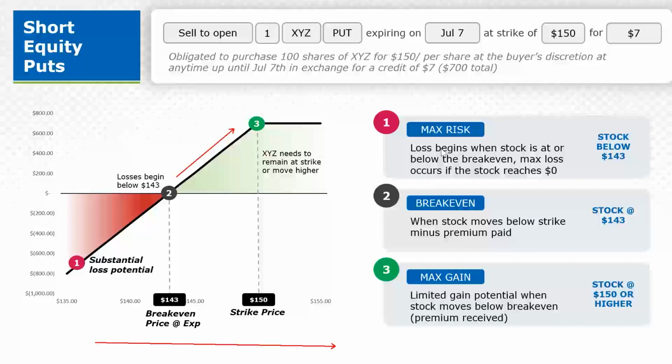And the max risk is quite significant here because the stock can decline all the way down to 0. So in this case, the max risk would be $143 per share. Break even is when the stock moves below the strike price minus the premium received. And the max gain is simply limited to the premium that was paid to you. That max gain is realized if the underlying price is above 150, the strike price, at expiration.